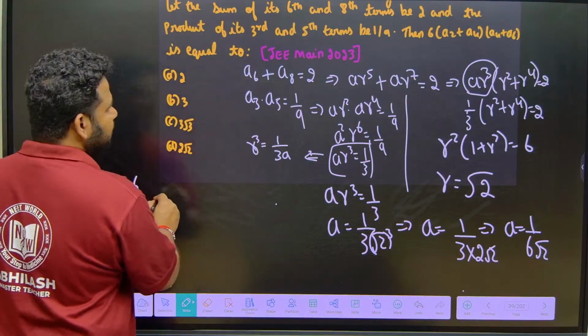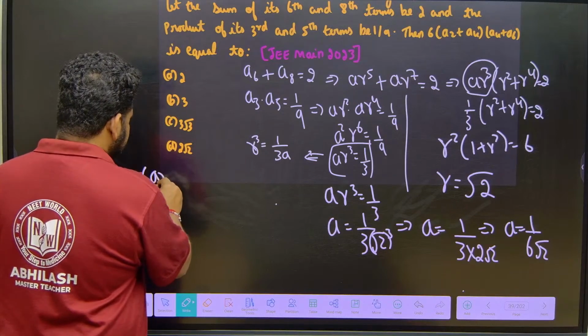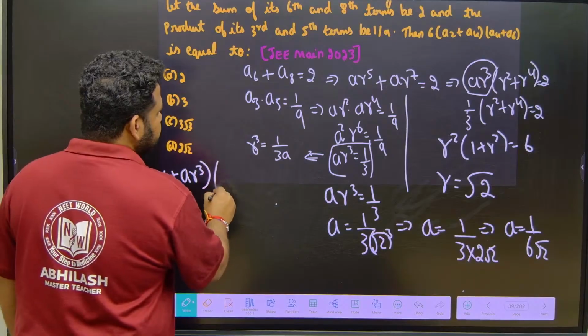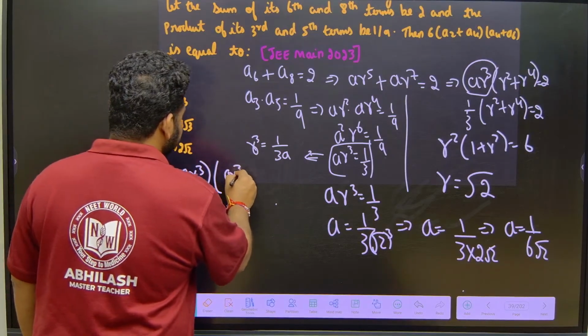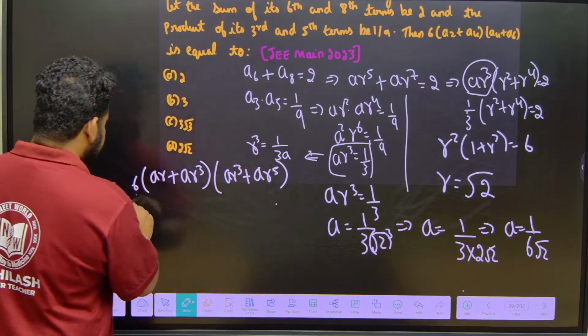6 times a2 plus a4. 6 times a2 plus a2 means it's nothing but equal to ar plus a4, which is nothing but equal to ar cube into a4, which is again ar cube plus a6, which is nothing but equal to ar to the power of 5. Okay. A is nothing but what?